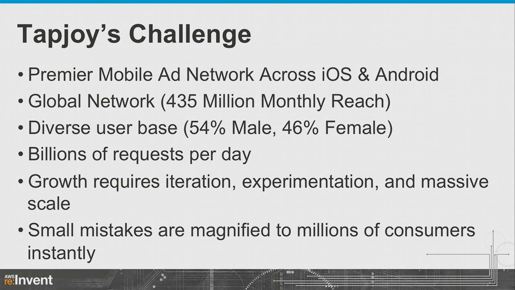And because of this massive growth, we're constantly iterating, we're constantly experimenting, and we're having to do this at really gigantic scale, which is a real big challenge. Anytime we make a small mistake, it is amplified to millions of people around the world instantly. And so we have to be very good about what we do on a constant basis.